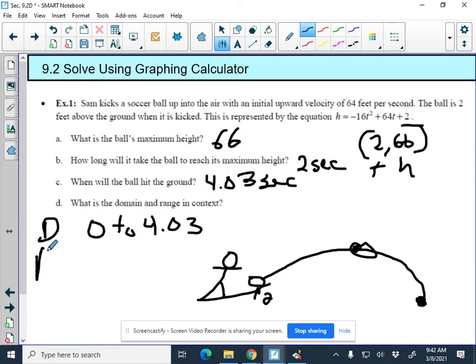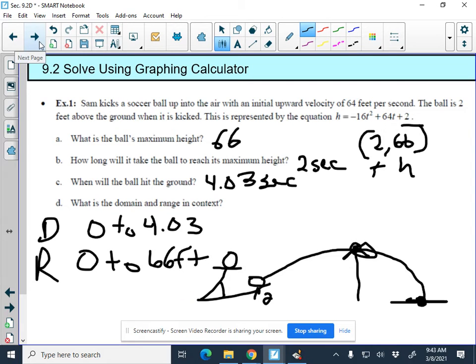Now, what's the range? The range, the lowest the ball will ever be is 0. Now, it actually hits 0 here for the first time. But what's the highest it got to be? What did we say was the maximum? 0 to 66 feet. So this is a little bit different than anything we've done with the domain and range before in this type of problem. But it's not hard because we understand domain's the X, range is the Y. All right, so now let's go to the next one.